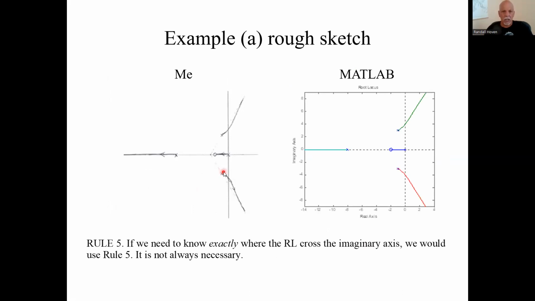We need to know exactly where these guys cross the imaginary axis. We need to use rule 5. And that is where the root locus itself crosses the asymptotes. So don't use this rule to draw the asymptotes. It's where the actual root locus branch goes through.